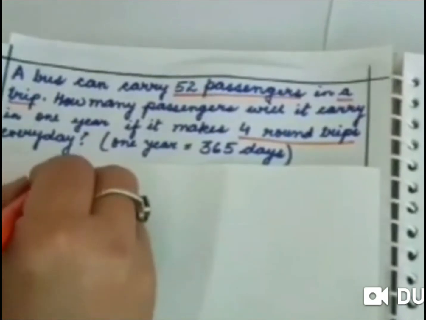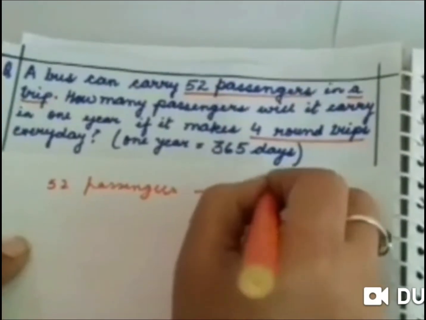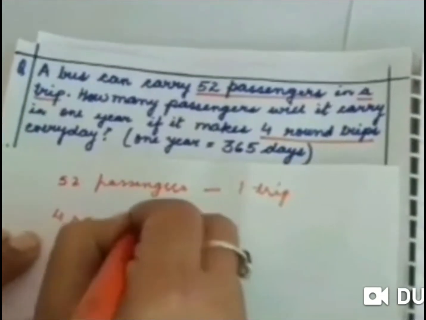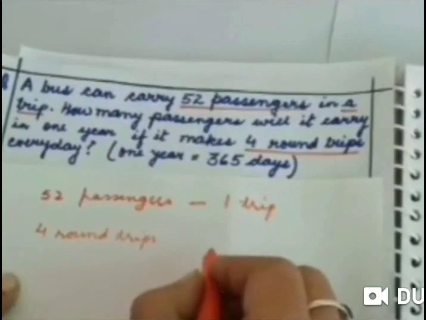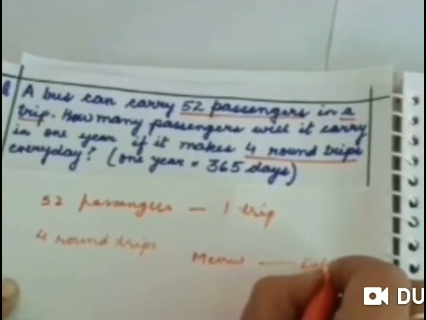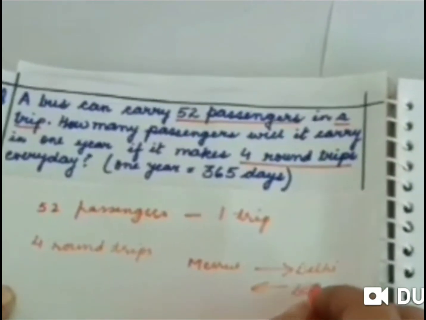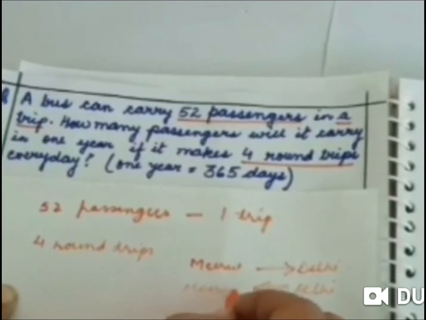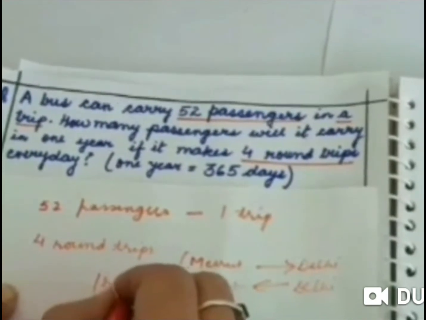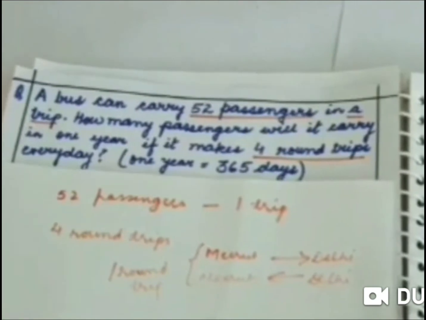Here it is, 52 passengers are carried in one trip and the bus is making 4 round trips. Round trip means that, for example, if a bus starts from Meerut and is going to Delhi, this is one trip, and when it comes back from Delhi to Meerut, this is the second trip, and these 2 trips together make one round trip. Have you understood, children, now?